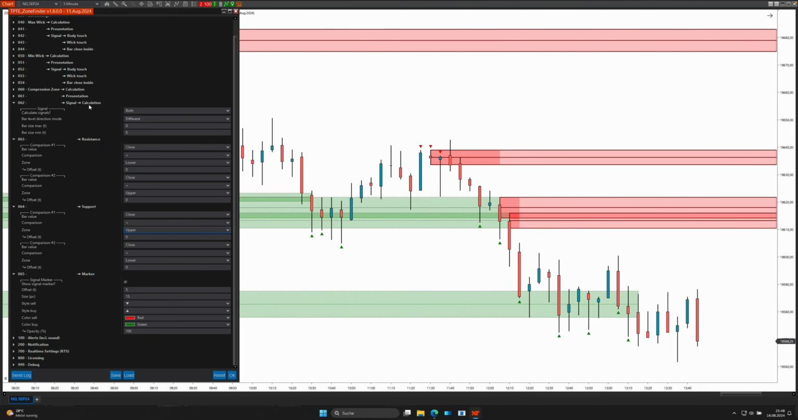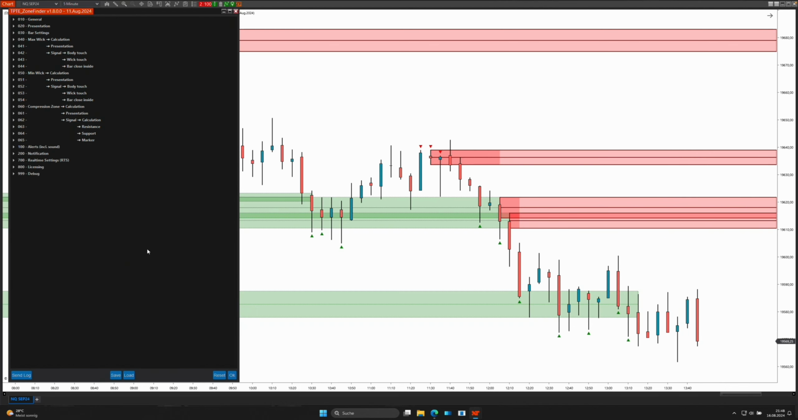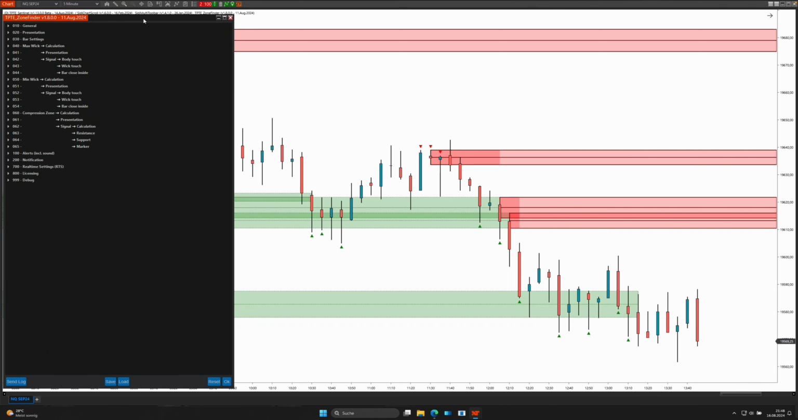These are the functions of this compression zone function and also of our ZoneFinder tool. I hope that this tool provides you an advantage and that you can work effectively with it.